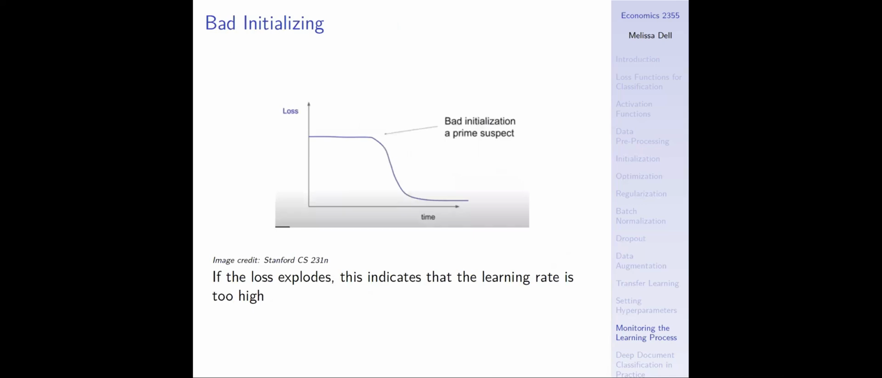Okay, so here is what a bad initialization would look like. If your loss is very flat for a long time and then suddenly it falls, it's because you started with a bad initialization, and you can move to where you're at when that loss starts falling to initialize it instead. On the other hand, if the loss explodes, what you'll see in practice is NaN, like it's gone off to infinity. That indicates that the learning rate is too high.